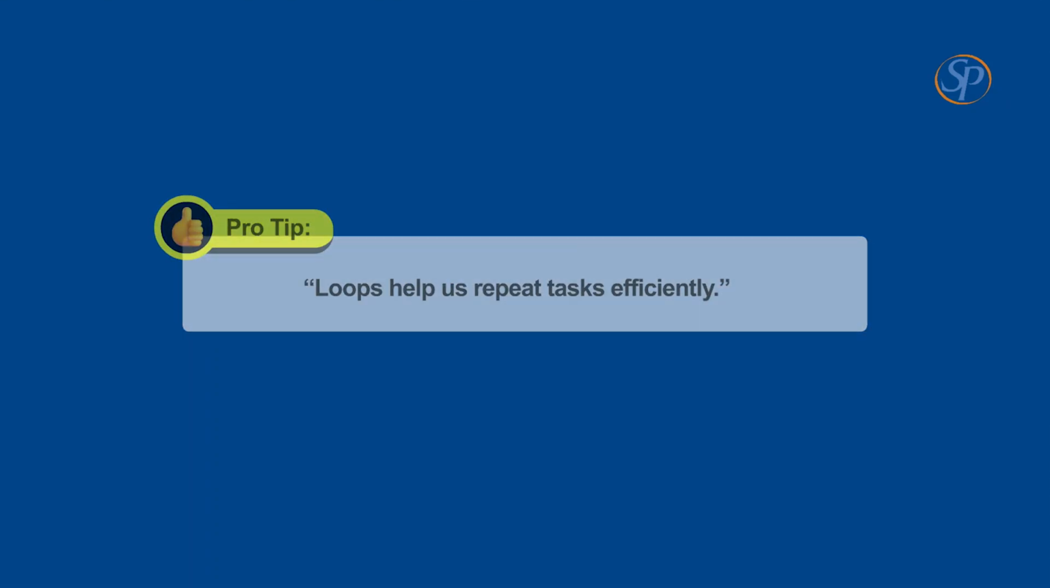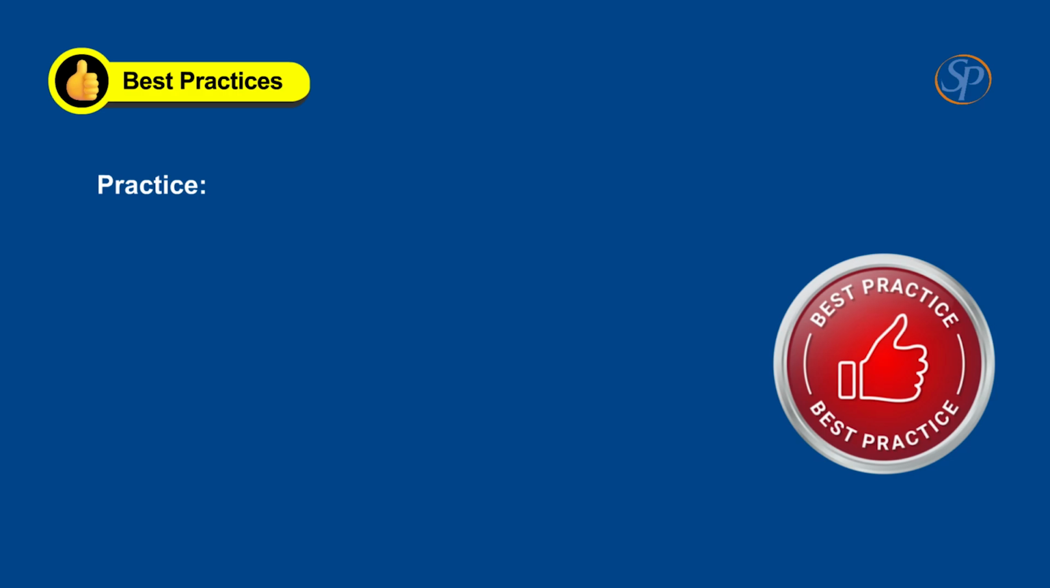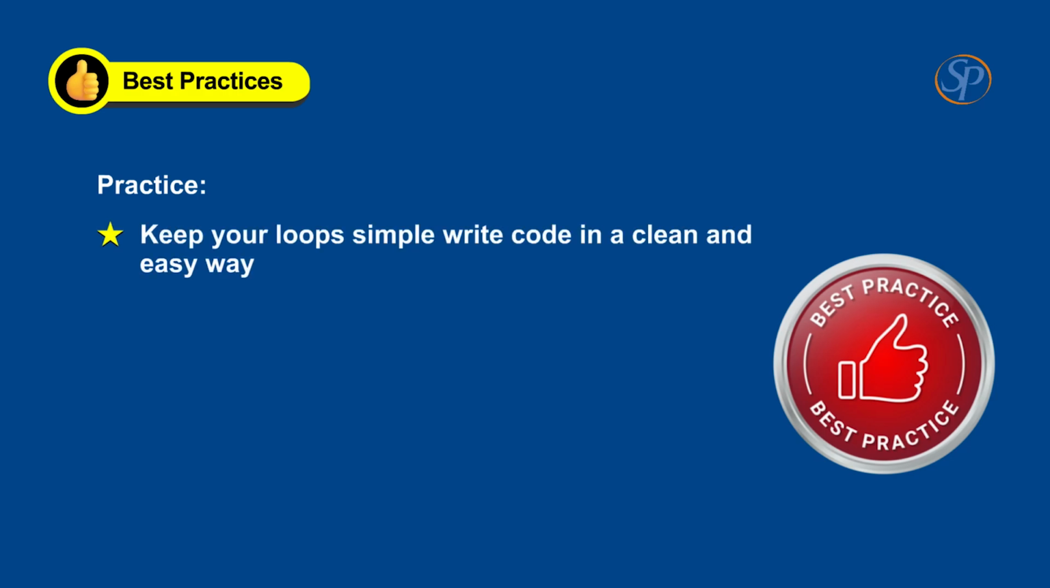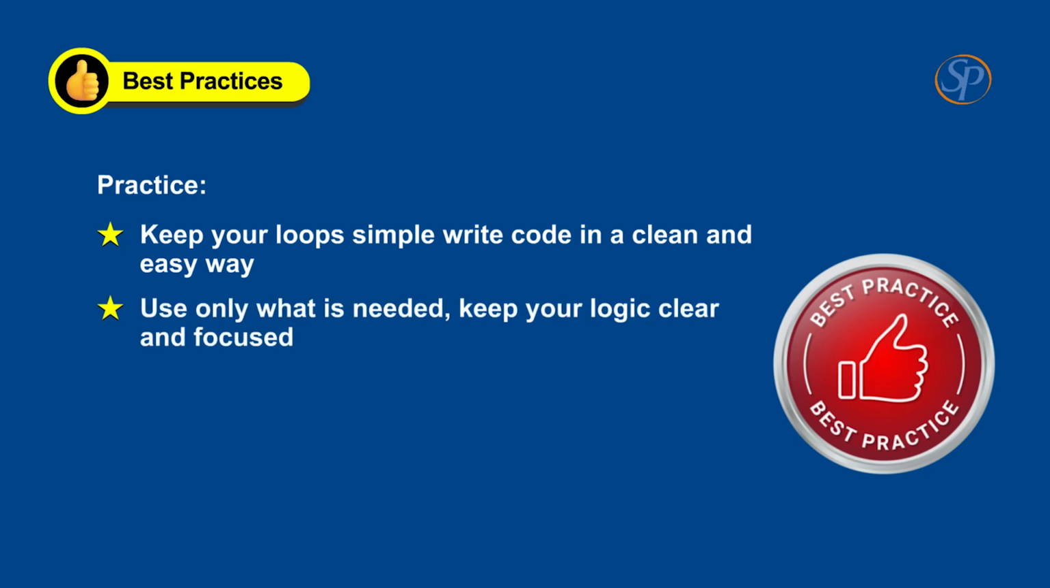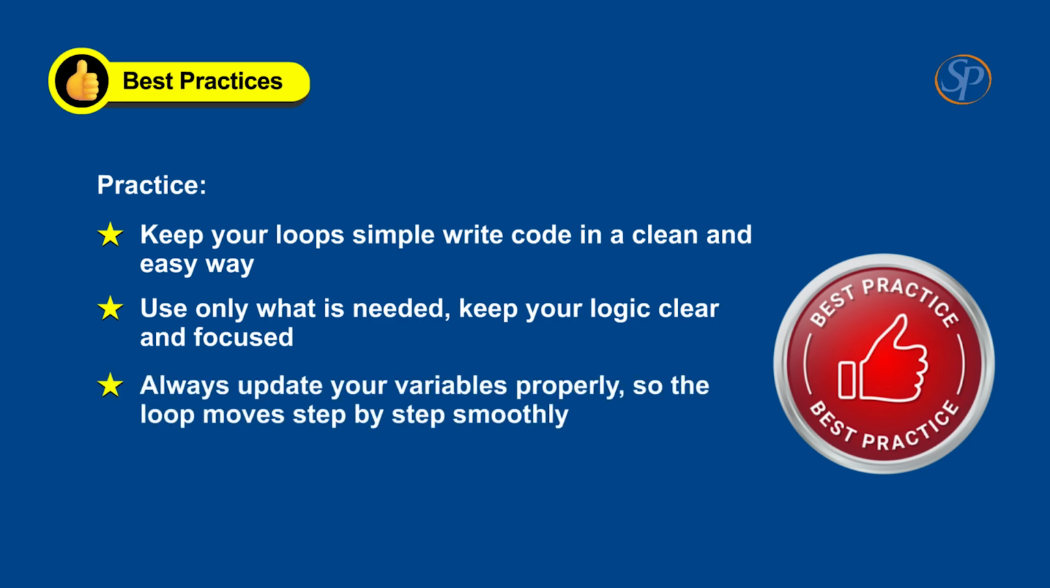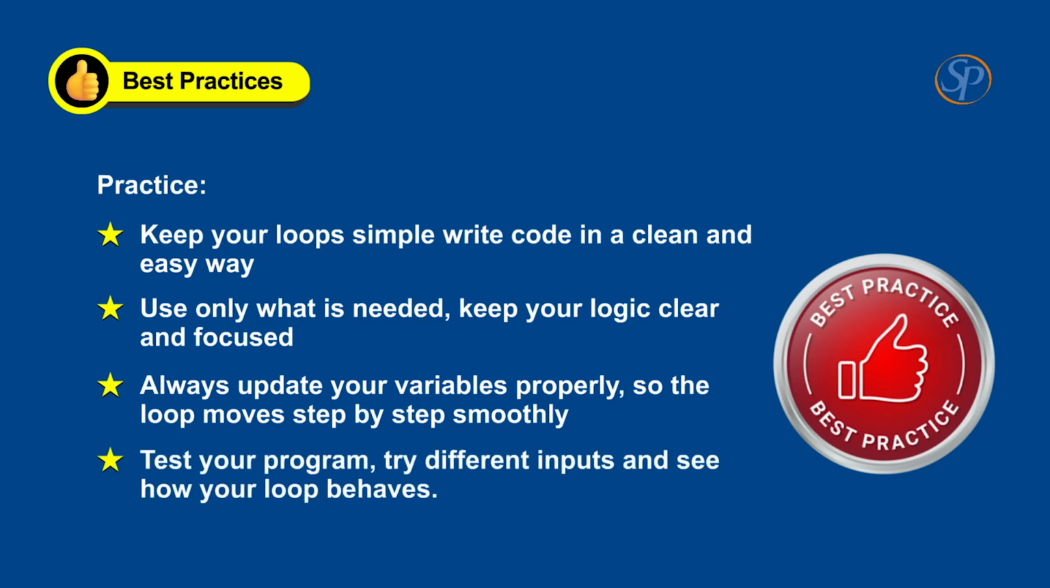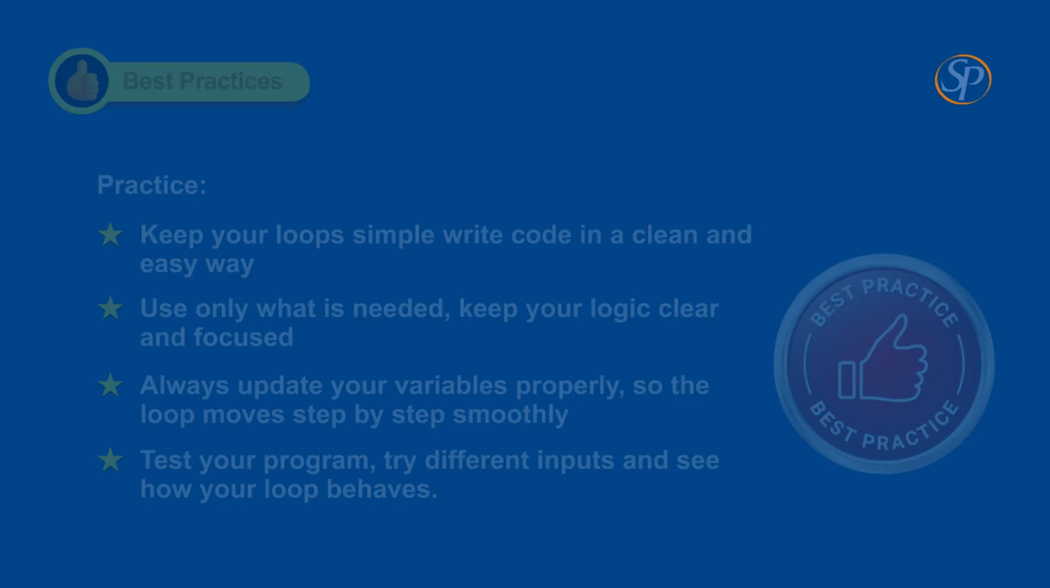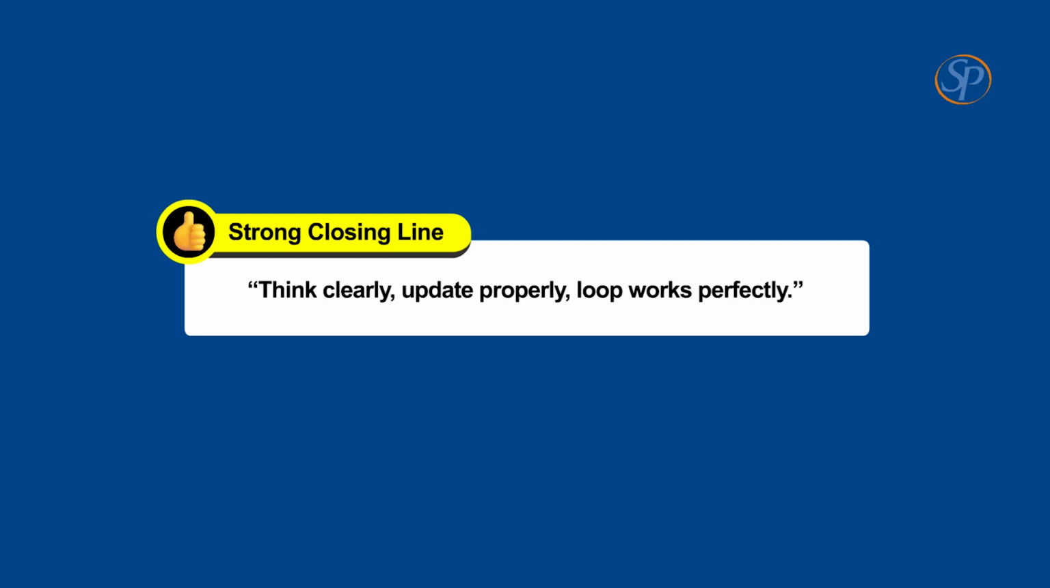Now let's look at some of the best practices. First, keep your loops simple. Write code in a clean and easy way. Next, use only what is needed. Keep your logic clear and focused. Always update variables properly, so the loop moves step by step smoothly. And finally, test your program. Try different inputs and see how your loop behaves. When you follow this, your loop becomes easy to write and easy to understand. Think clearly, update properly, loop works perfectly.